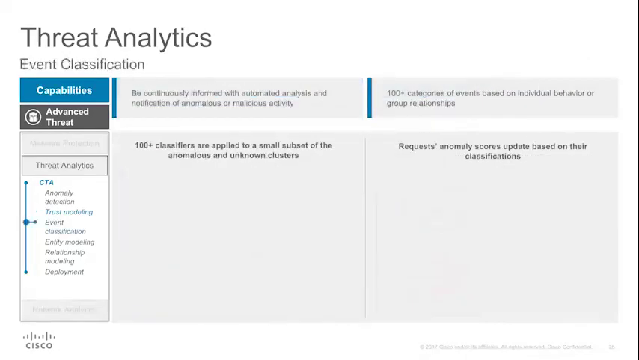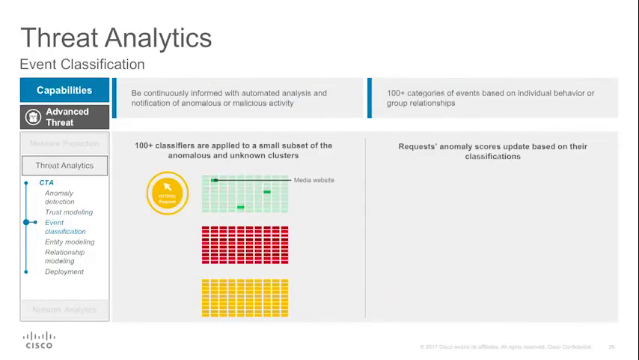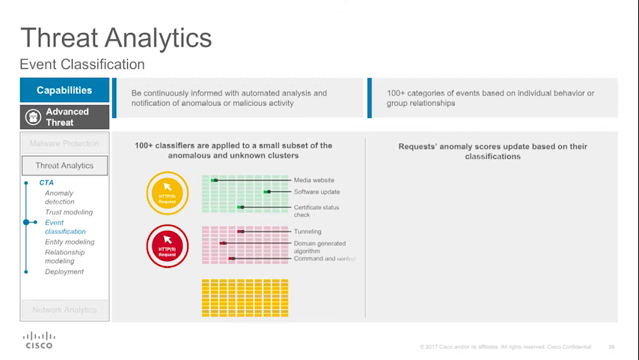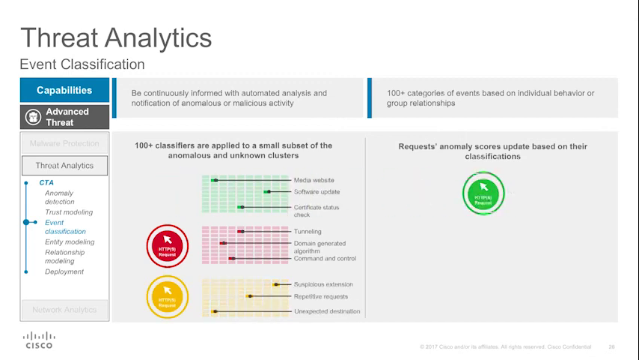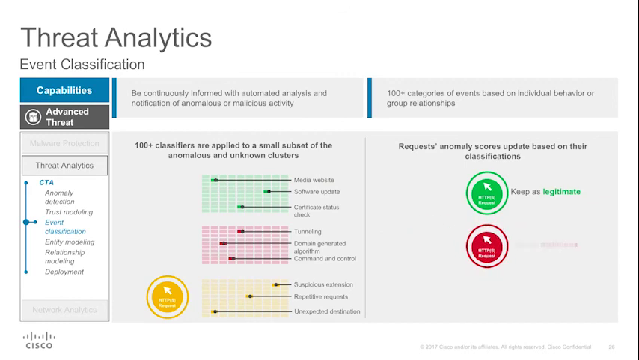As mentioned, the results of trust modeling are used to select a small subset of traffic. This statistically anomalous subset is classified into 100 or more categories. Most classifiers are based on individual behavior or group relationships, or behavior on a global or local scale, while others can be very specific. For example, a classifier may indicate command and control traffic, a suspicious extension, or a legitimate software update. The output of this phase is a set of classified anomalous events with security relevance.